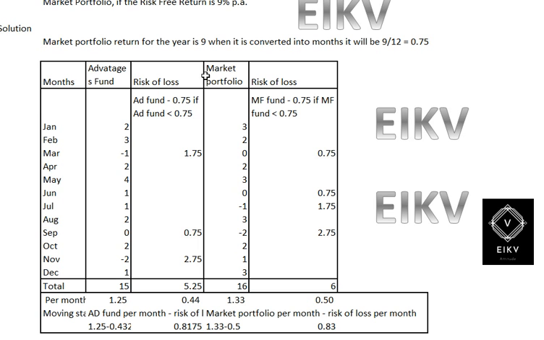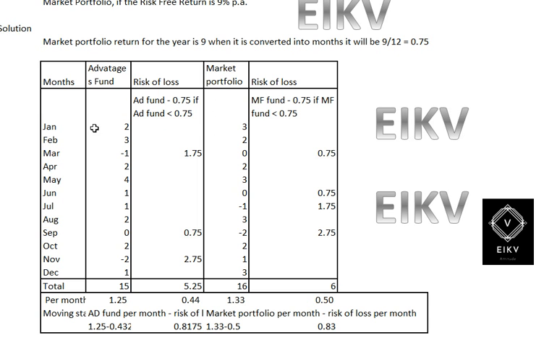Then I have made a table containing 5 columns: month, Advantage Fund, then the risk of losses, then the market portfolio, and then the risk of losses of the market portfolio. Now how is the risk of loss computed? The risk of loss would be Advantage Fund minus 0.75. So if the Advantage Fund is lesser than 0.75, then the value would be negative, or the risk of loss would be high.